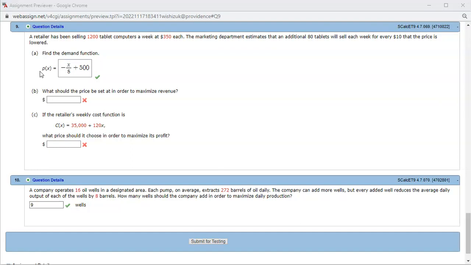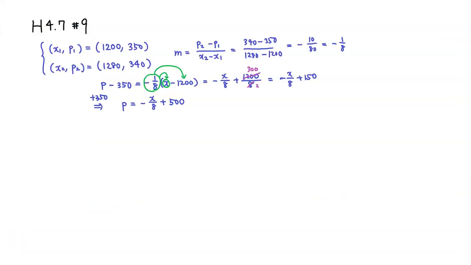Let's move on to part B. What should be the price set to maximize revenue? So what will be revenue? Revenue, let's call it R of X, is going to be price times X. So we just have to multiply that by X. So it's going to be negative X squared over 8 plus 500 times X, so you have 500X.